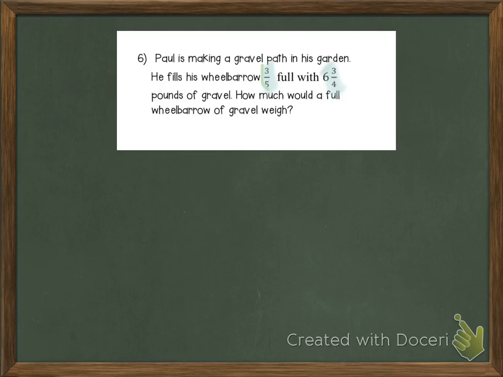So if we're getting a full wheelbarrow, then we know that our answer is going to be bigger than 6 because it's all the way full. It's got to be bigger. So that's how we check for reasonableness at the end of our answer to make sure that we're getting that. So setting up this problem, the weight is 6 3/4, and that is 3/5 full.